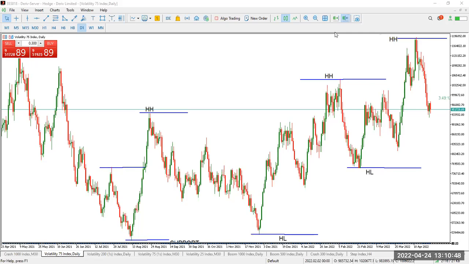I'm looking for supply and demand. I'm looking for liquidity grab. So to trade the market, that is the three strategies I trade. Aside from these, no other one. I won't trade any other one.